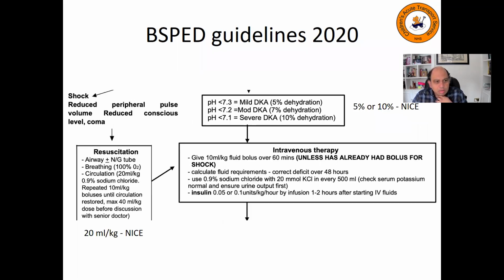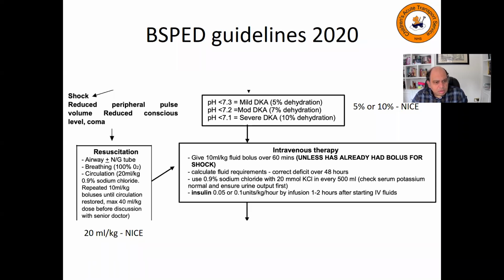Recognition of shock on this basis leads to active resuscitation with fluid therapy. So obviously the airway and or an NG tube at the same time to be considered. The reason an NG tube is advised is if the patient is obtunded and the airway is compromised, then having an NG tube will prevent them from aspirating. And aspiration pneumonia is a complication of DKA, which can have significant side effects.